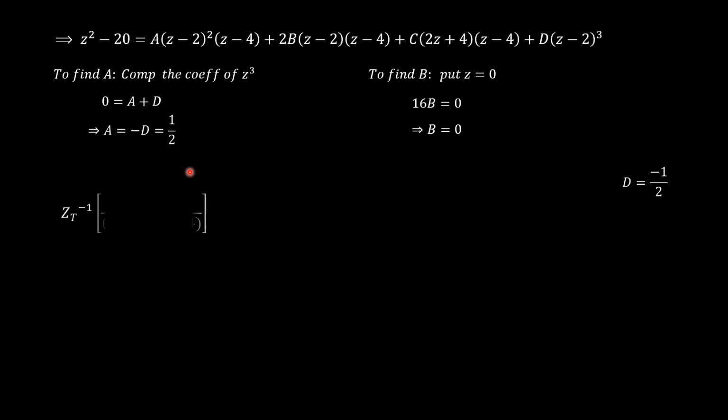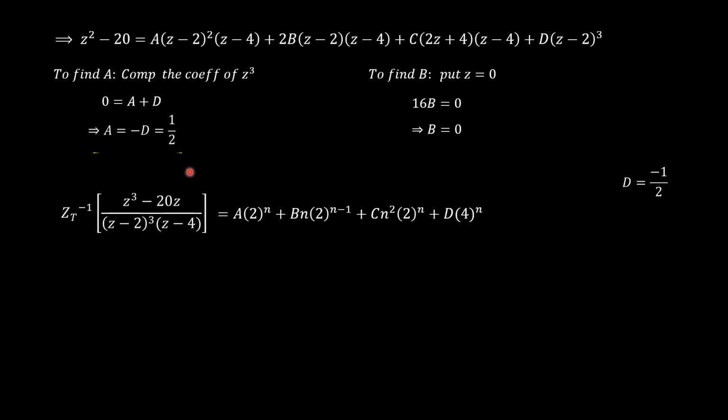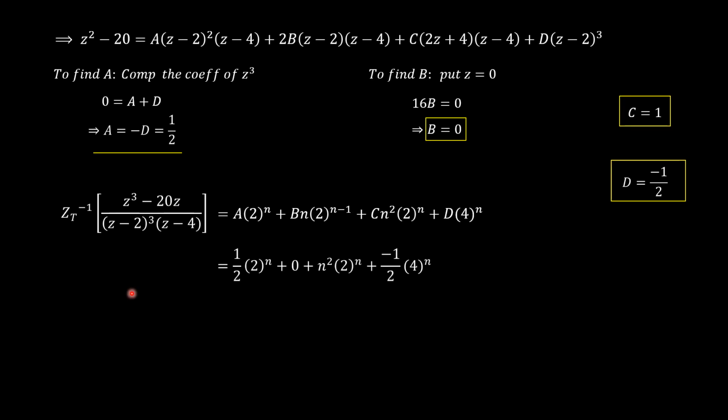By substituting A, B, C and D, we will get the inverse Z transform of (z³ − 20z)/((z − 2)³(z − 4)) as 1/2 into 2^n plus 2^n into n² minus 4^n into half.